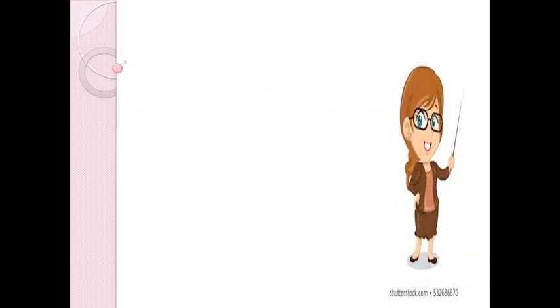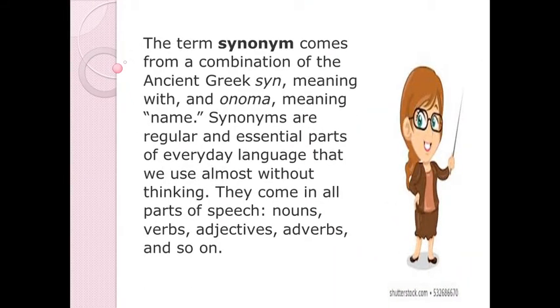Now, since we understand what is meant by synonym, let's go for its origin. The term synonym comes from a combination of the ancient Greek syn meaning with and onyma meaning name. So synonyms are regular and essential parts of everyday language that we use almost without thinking. They come in all parts of speech like nouns, verbs, adjectives, adverbs, and so on.